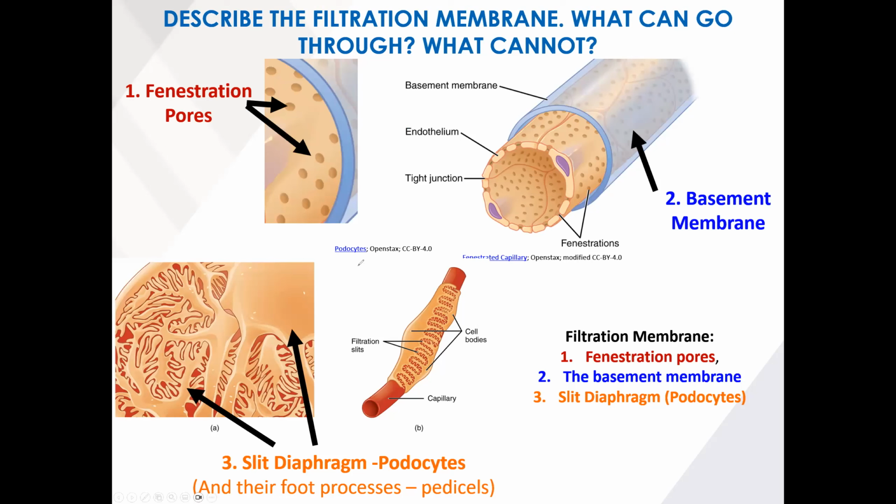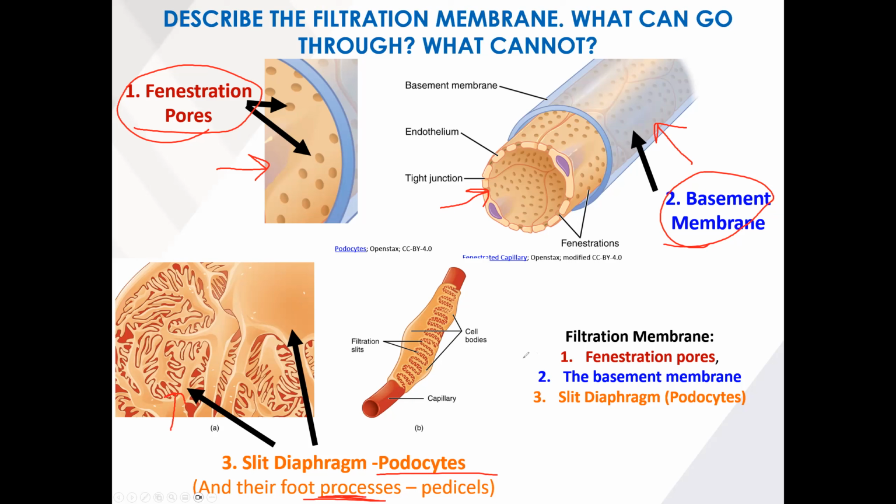So the glomerulus is just a capillary, right? And so it's going to have the same kind of setup. So here is our capillary. So we're going to have to pass through the capillary endothelium with these fenestration pores. Then once we pass through that, we have to pass through the basement membrane, which would be the second thing. And then finally, we'd pass through the podocytes. And the podocytes have this slit diaphragm, which is made up of their foot processes.